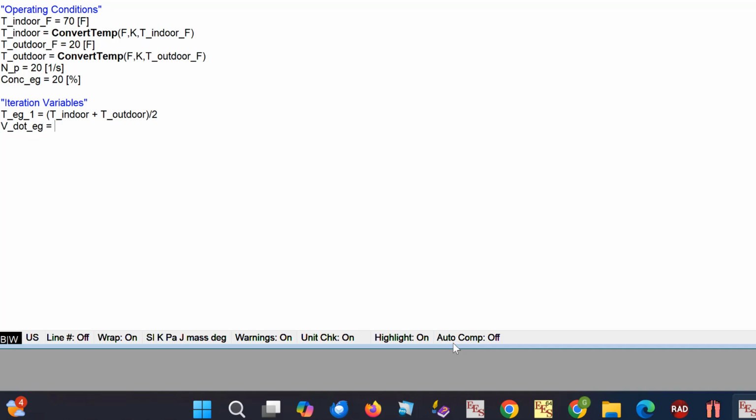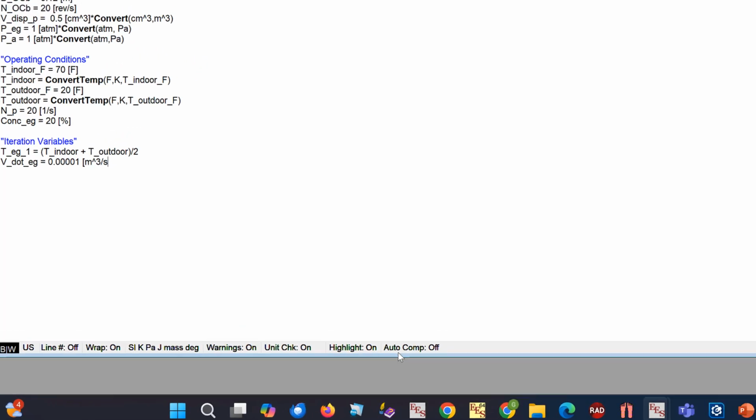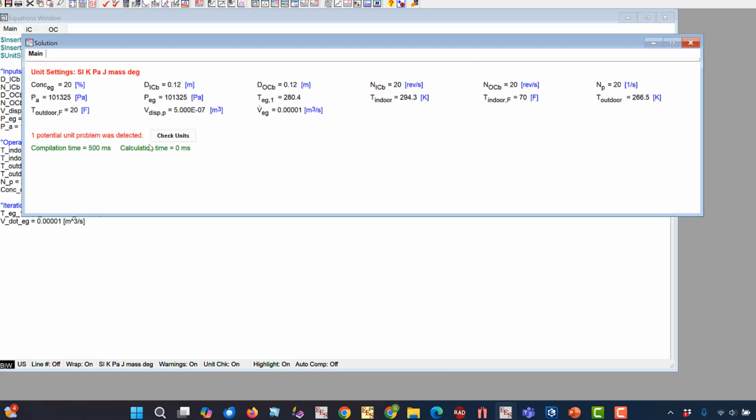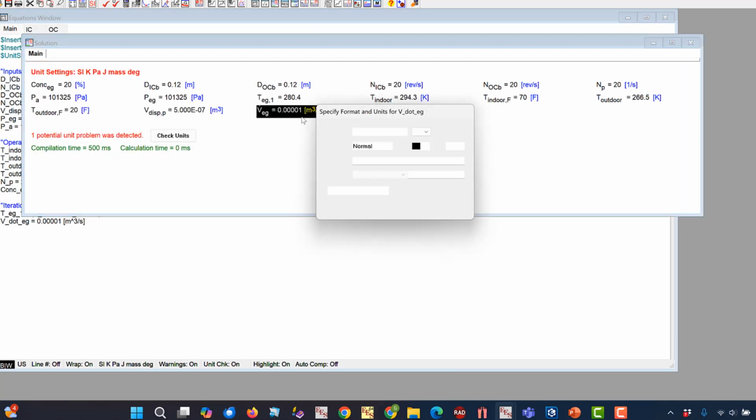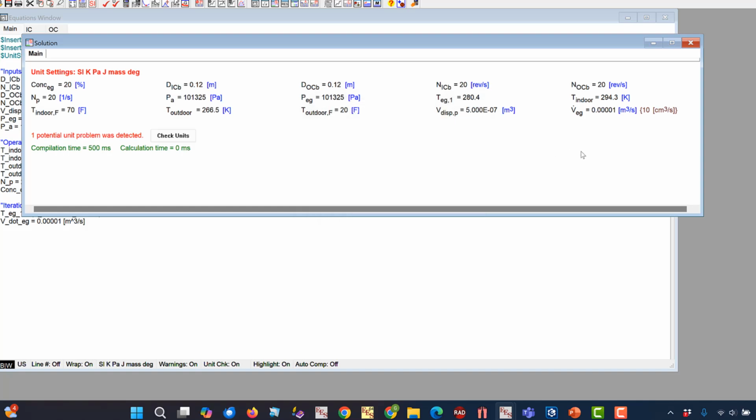I would do the volumetric flow rate of the ethylene glycol. I'm going to set this to some number that's reasonable. So this is .0001 meters cubed per second, which if you look at what that is in, let's do cc's per second, so centimeters cubed per second. That's a reasonable number given the displacement rate of the pump.